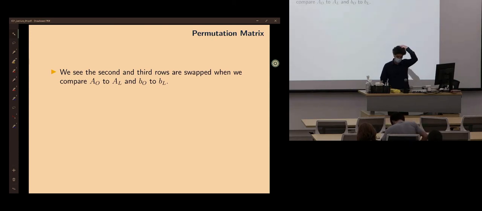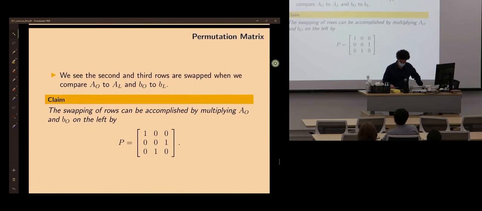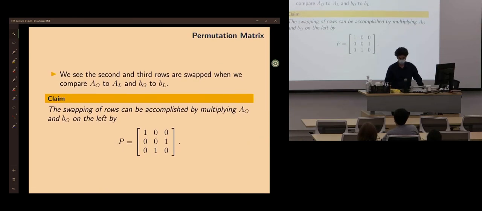So a permutation matrix will allow us to do that. Now I'm going to claim that swapping rows can be accomplished with this matrix.